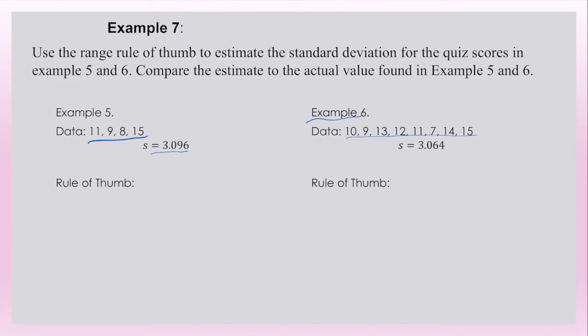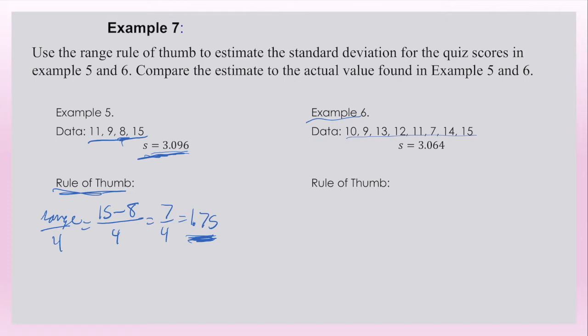So what I'm going to do is take my rule of thumb, which is the range divided by 4. So I'm going to take 15, which is my highest value, minus 8, and find my range. So I get 7 divided by 4, which is about 1.75. So we would be using that. Now that's not quite close to our standard deviation, right? But it is a good guess, a good estimate.